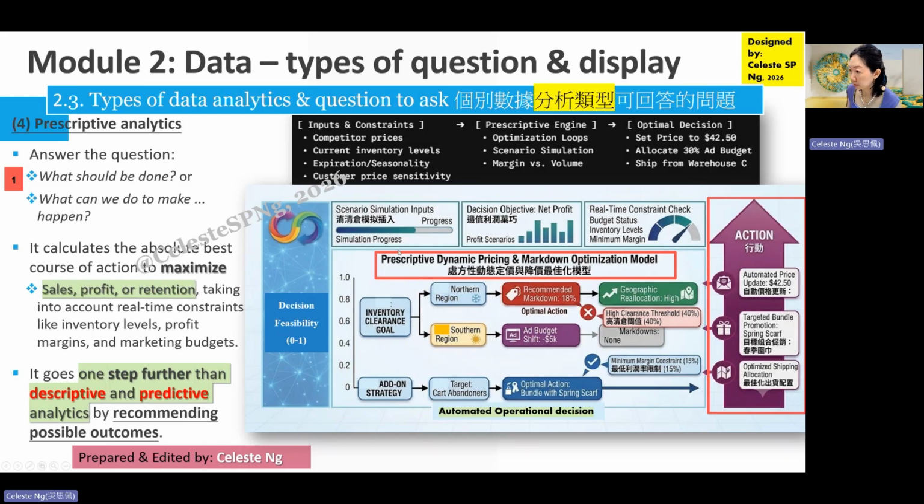In this chart, we have the y-axis to represent the decision feasibility, okay, with a value range from 0 to 1, just to indicate how feasible or how workable that decision is. For this northern region, our dynamic pricing is as such. For northern region, we recommend a markdown up to 18%, right? This is the optimal action.